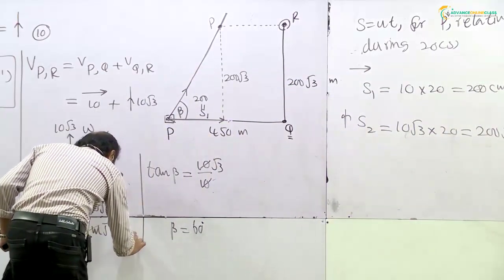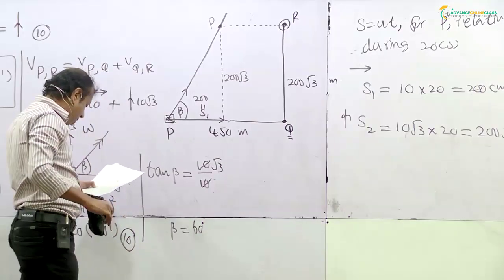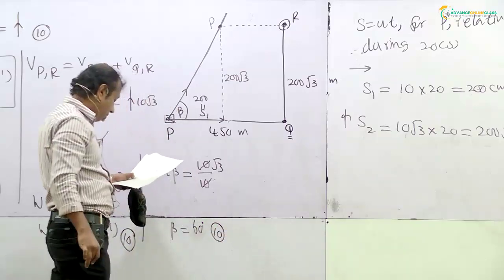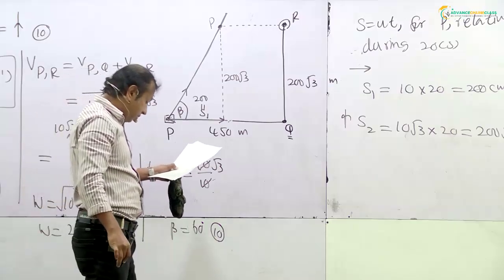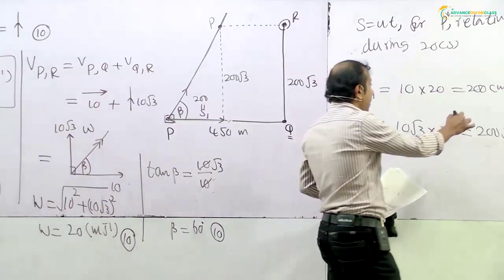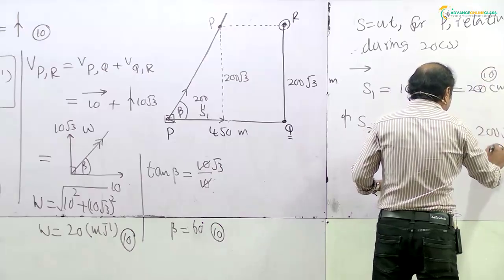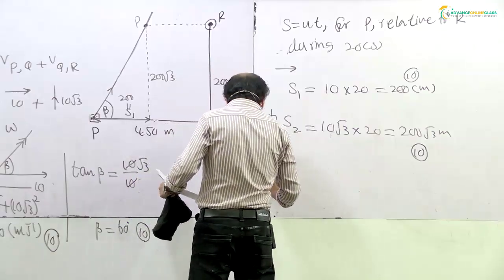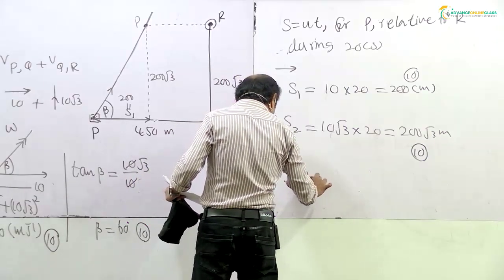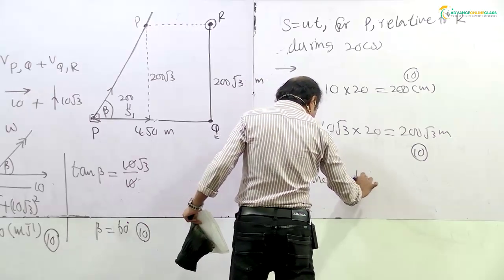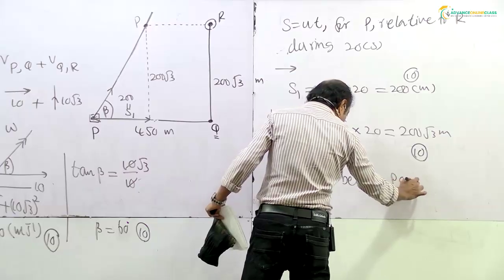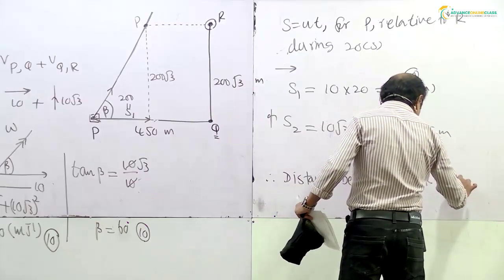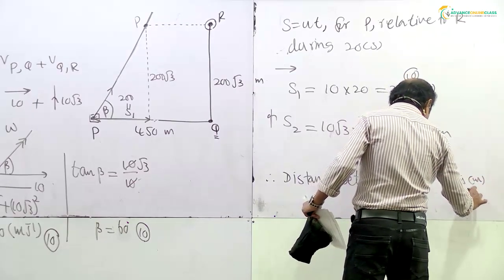Finding this 10, beta 60 10, and yes, for this 10, for this 10, and distance between P and R. Therefore, distance between P and R. What is that? 200, no? 250. 250 meters. All right. For this, another 10 marks.